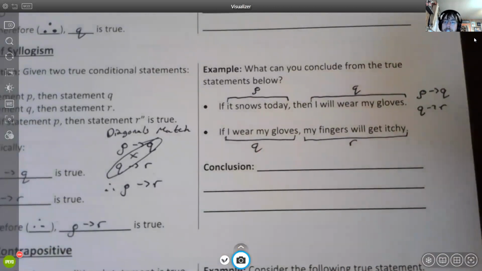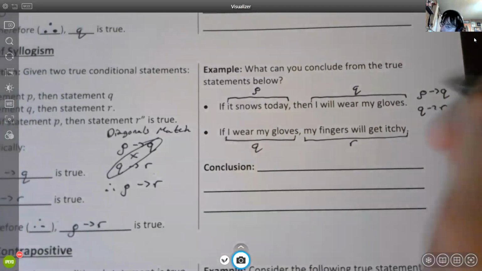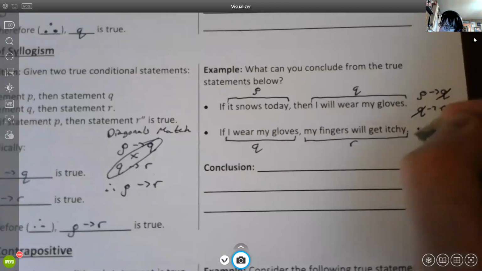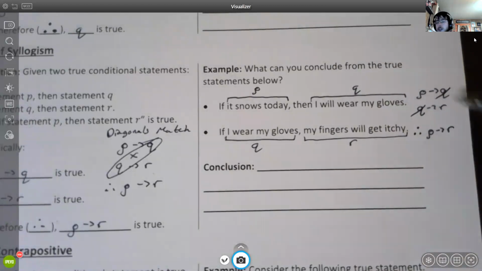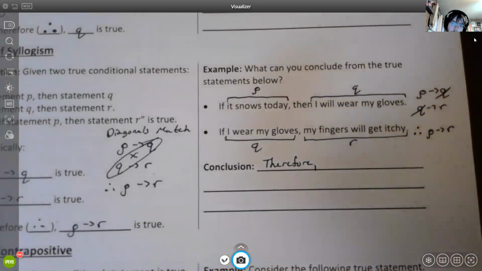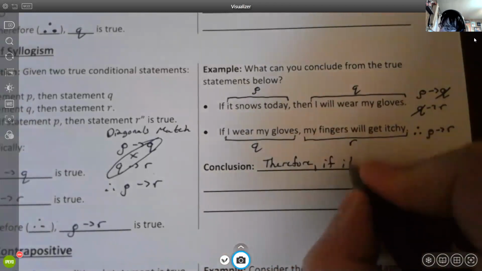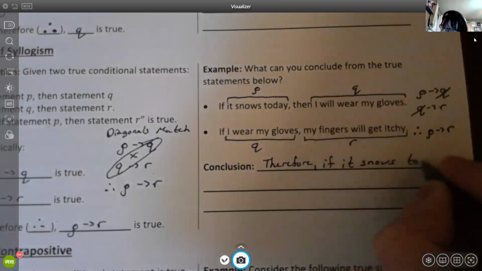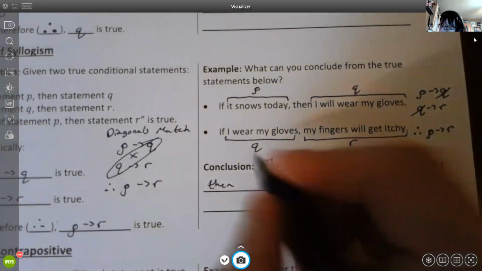So we're looking for the diagonals to match. Do the diagonals match in this case? Yes, they do. We see that the two Q's match up on the diagonal, so we're going to cross those out. And we can say that therefore, P implies R is true because P just drops down and R just drops down. Okay? So therefore, and now I'm just going to translate the symbolic stuff back to English sentences. So therefore, if P, so it snows today, then, and it says R, which is my fingers will get itchy.